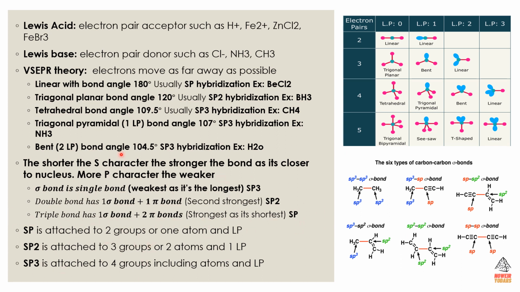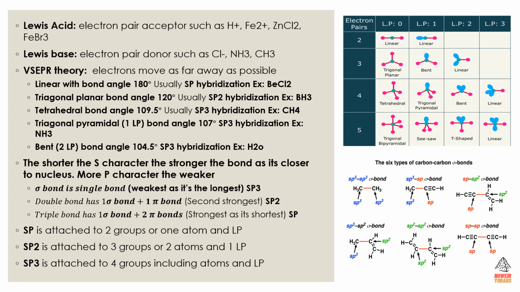Next, you have a double bond. A double bond has one sigma and one pi, and it's the second strongest, and we call that sp2, like we mentioned here with the trigonal planar bond. And then lastly is sp3, which is a single bond, a sigma bond, and it's the weakest because it's the longest.